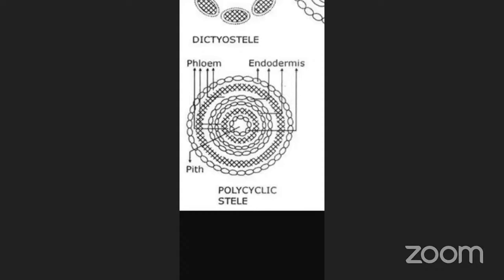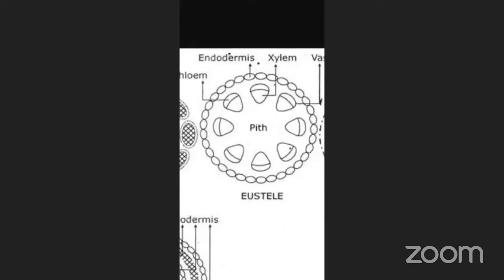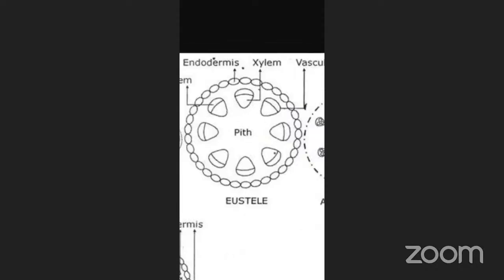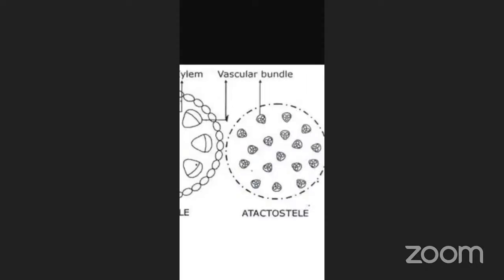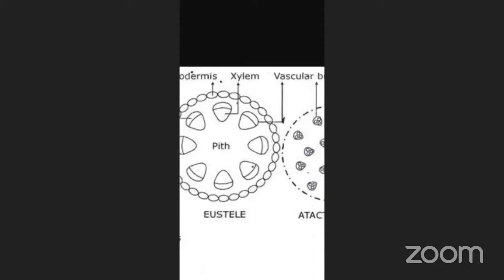So another modification of the cyclic stele found in the advanced type is the eustele. See here, eustele. In this, the vascular tissue consists of collateral and bicollateral vascular bundles with leaf gaps between the vascular bundles. Eustele is characteristic in higher plants, as well as gymnosperms and dicotyledons. That is the usual condition. Vascular bundles are there, a number of leaf gaps are there, and these vascular bundles are in the form of a ring.